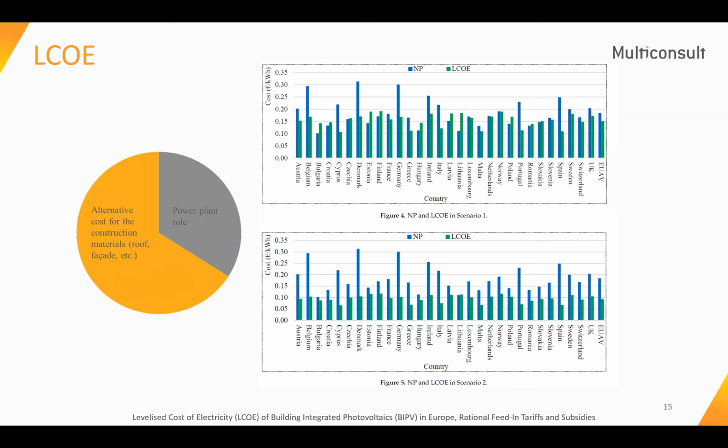And as we see here, just to discuss the EU average, when we consider the total investment, the levelized cost of electricity is less than the network price, which is defined here as the electricity cost for the end user. It is the spot price plus the cost of the grid plus tax and so on. So the levelized cost of electricity is less than the network price, even considering the total investment. And if you consider just the cost related to the power plant role, you see the LCOE would be almost half of the network price. So it means that it's going to be very profitable.